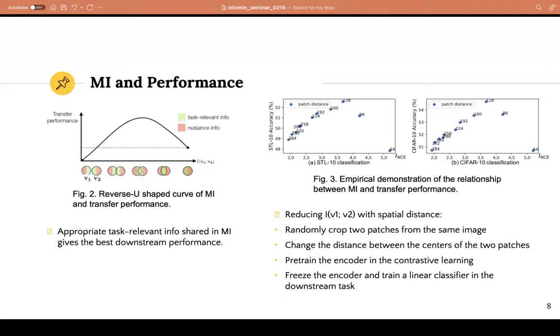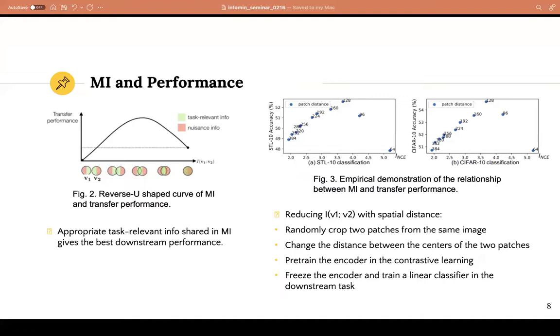And you pre-train the encoder with contrastive learning, then you freeze the encoder and train a linear classifier in the downstream task. So you will get results like the figure. A is the experiment on the STL-10 dataset, which is basically a 10-class image dataset, and the right-hand side shows you CIFAR-10. There are two image datasets.